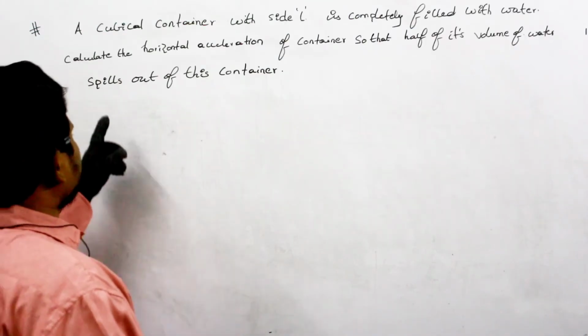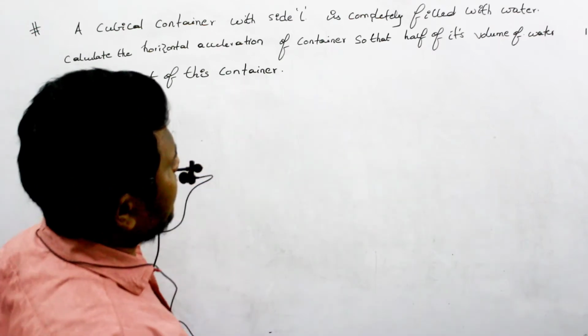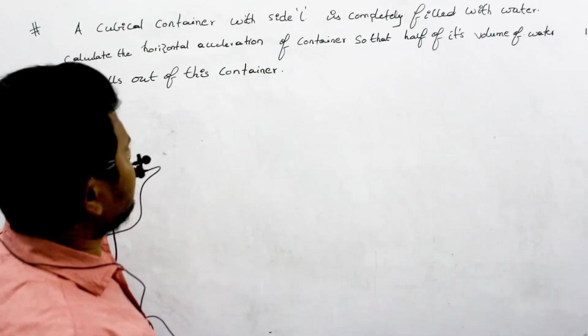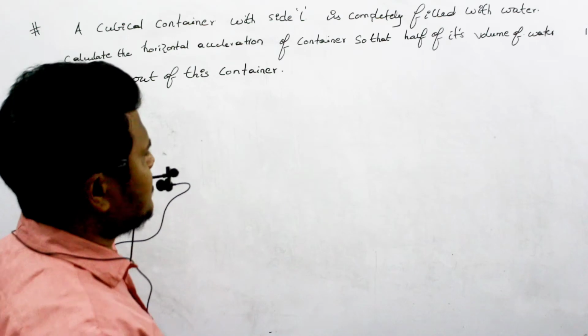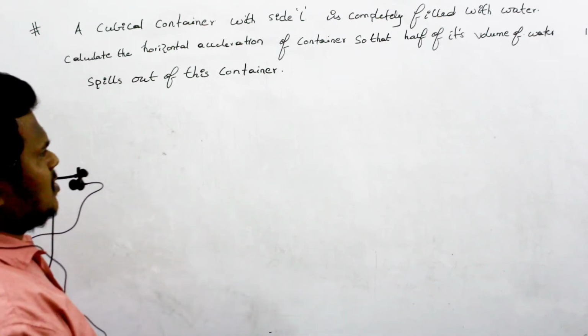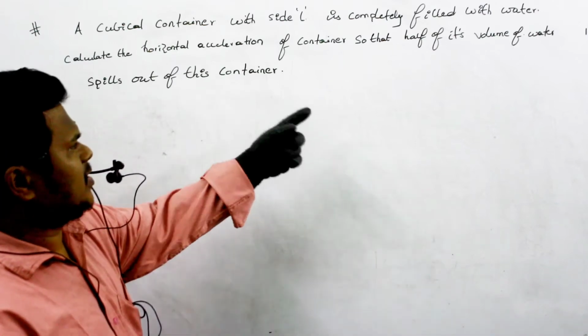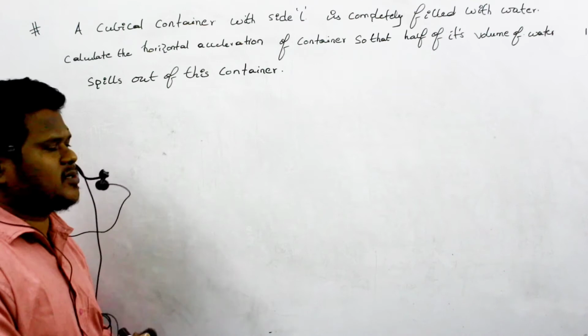Now let us see the next question. A cubical container with side L is completely filled with water. Calculate the horizontal acceleration of the container so that half of its volume of water spills out of this container. So here half of this tank should be completely emptied. Then I want to calculate with how much acceleration this tank should travel horizontally.